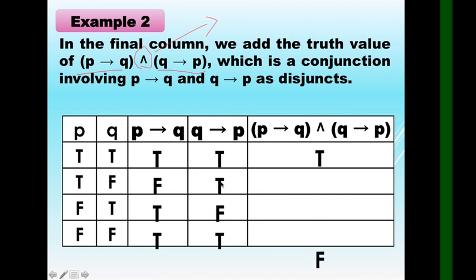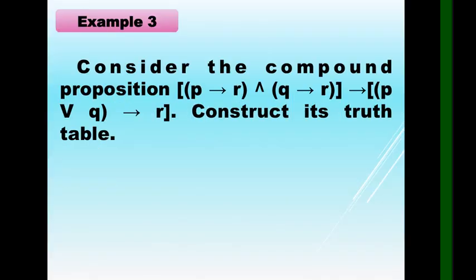FT, so they are not the same, so that's false. TF, they are not the same, so that's false. T and T, so they are the same, that's true. What if both are false? Still that's false. Because the rule there is T and T equals T. That's all. The rest are false, for the conjunction. Okay? Now, let's have another example.